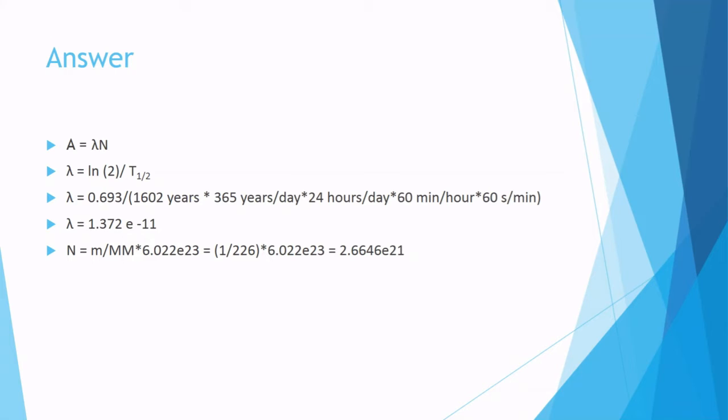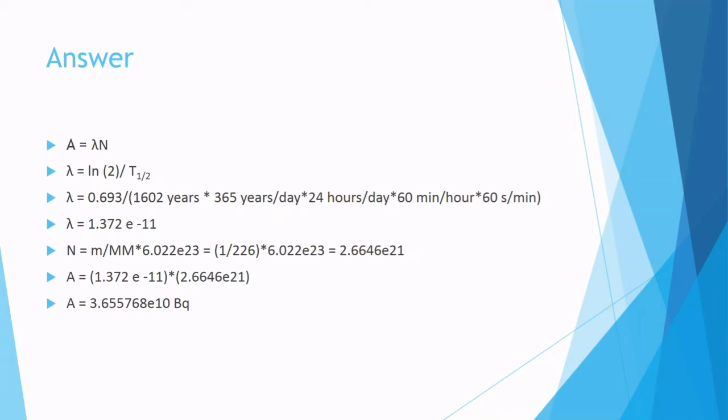Now we need to find how many nuclei we have, and to do this we are going to divide the mass of the sample by the molar mass and multiply that number by Avogadro's number. And the answer to this is 2.6646 times 10 to the 21 nuclei are present. Now we can solve for activity with the numbers we have.